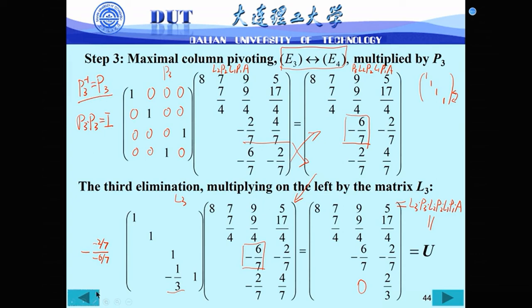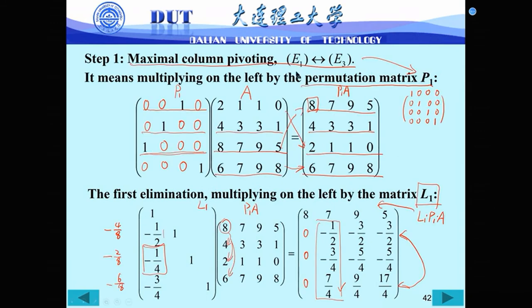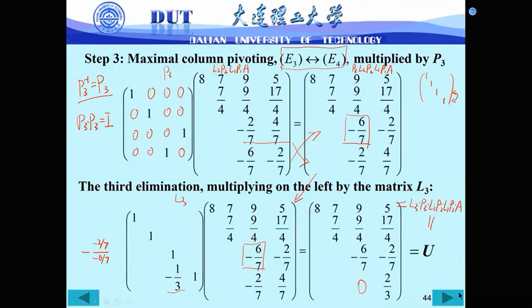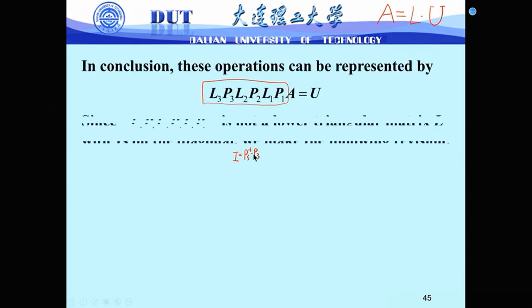Okay? This is P3. Of course, for P2, the same result, right? Also, just interchange the second row with the first row again, and come back. So P2 multiply P2 is just the identity matrix. Also P1: interchange the first row with the third row again, so P1 multiply P1 is just the identity matrix. So P1 inverse is itself. Are you clear? So P1, P2, and P3 are invertible, so we can multiply by the identity matrix, P3 inverse multiply P3.